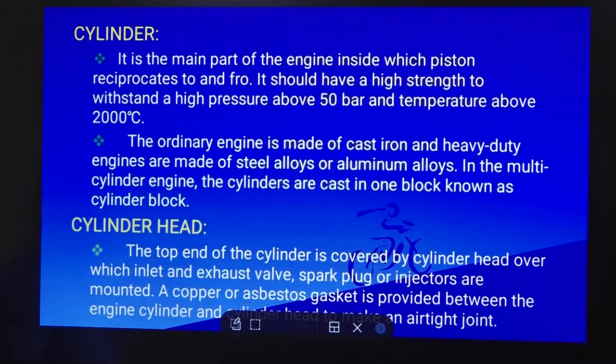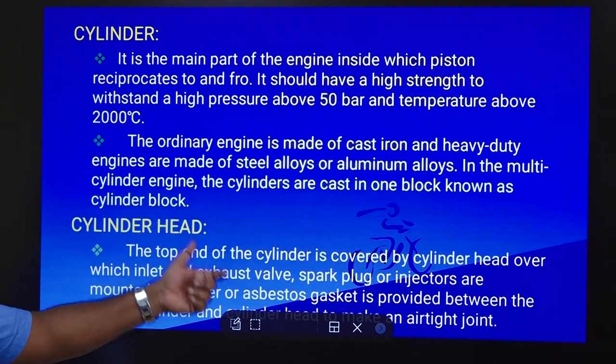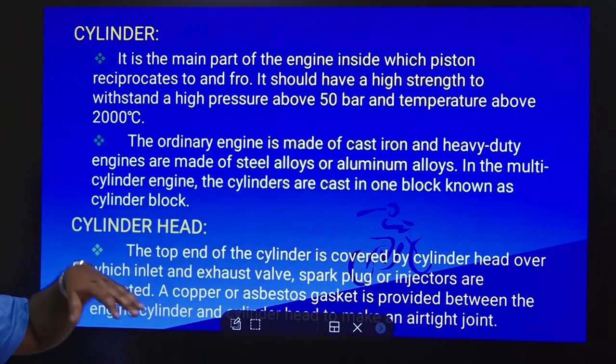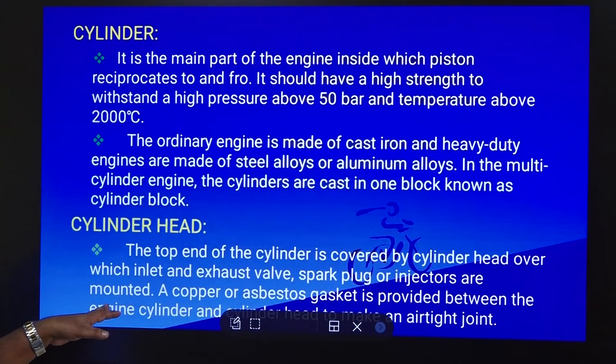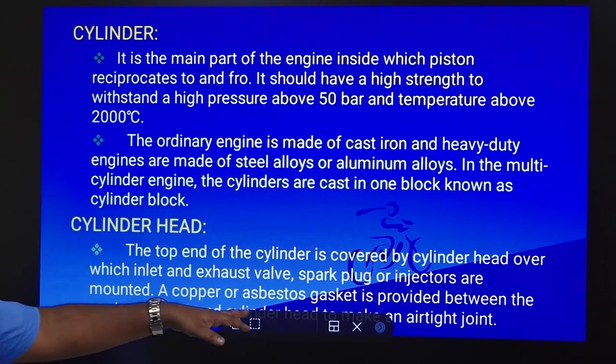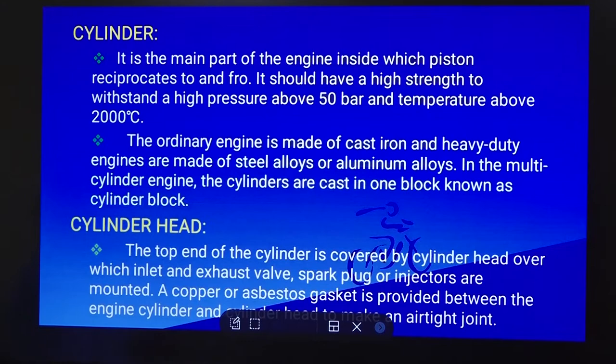Then the cylinder head. The top of the cylinder is covered by this cylinder head, over which the inlet valve, exhaust valve and spark plug, in the case of SI engines, are mounted. In the case of CI engines, injectors are mounted. A copper or asbestos gasket is provided. So what is the reason for this?